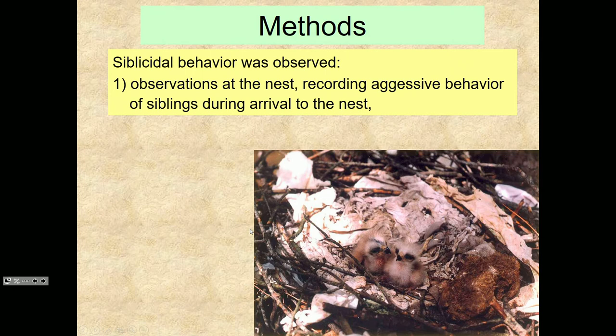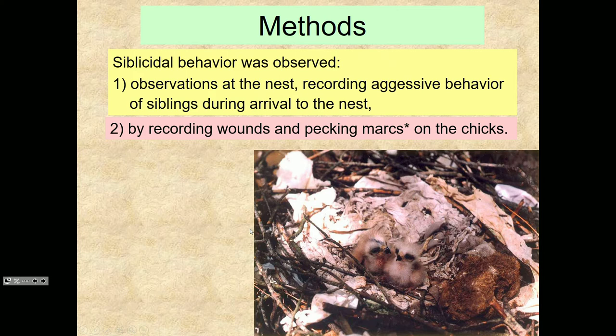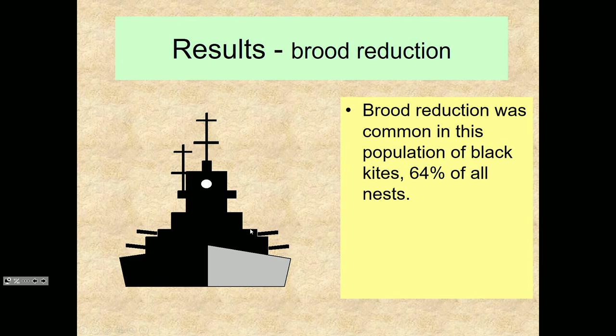So the method we used in this study was to observe at the nest the aggressive behavior of siblings when arriving at the nest, and also record the wounds and pecking marks on the chicks, which is very easy to see. Now these are just touches, so you cannot see it on this, but you can see if they've been fighting, you see scars on the heads or on the body. And these scars are indications of early fights between chicks in the nest. So the results.